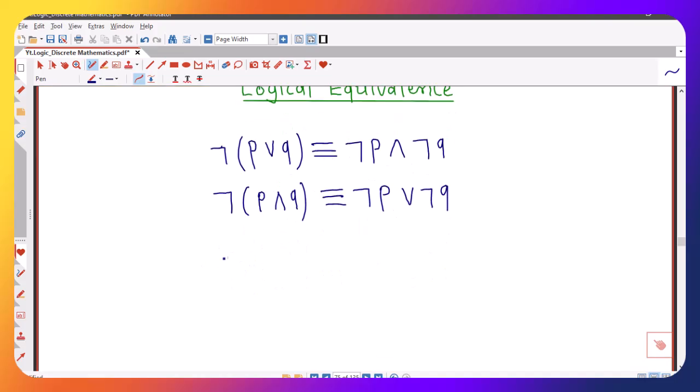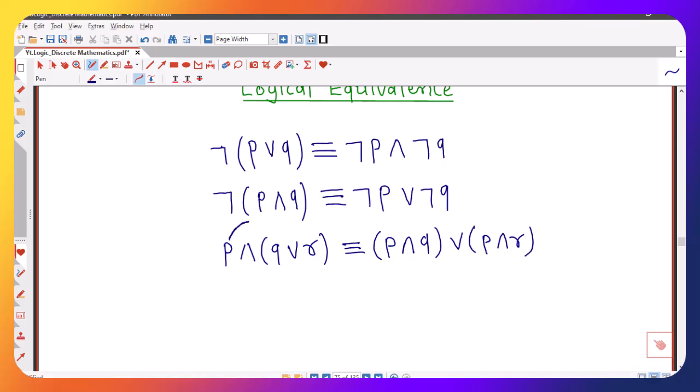We are familiar with distributive laws also. P and (Q or R) is equivalent to (P and Q) or (P and R). We are going in this way, P and Q, we keep this or in between, then P and R.